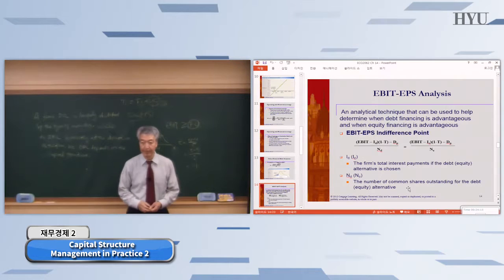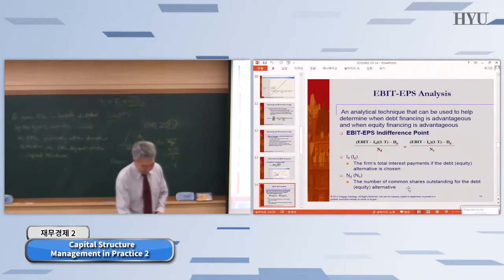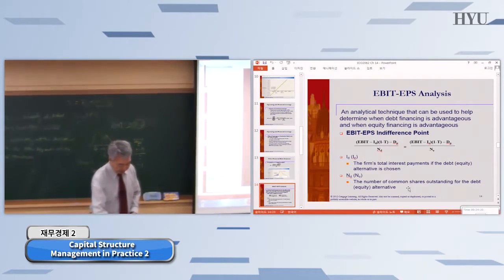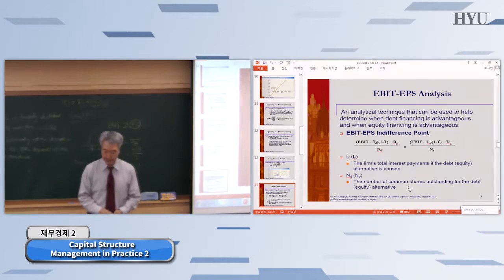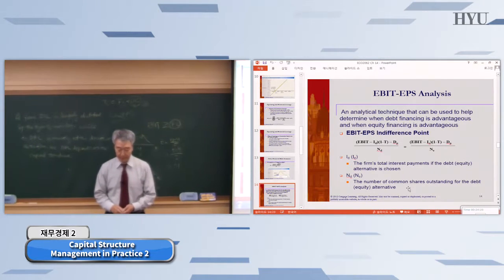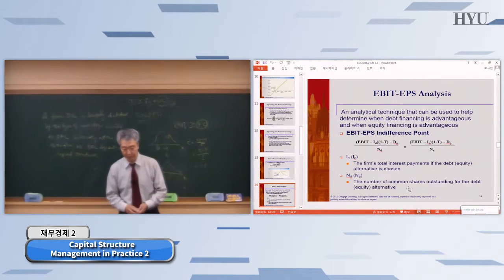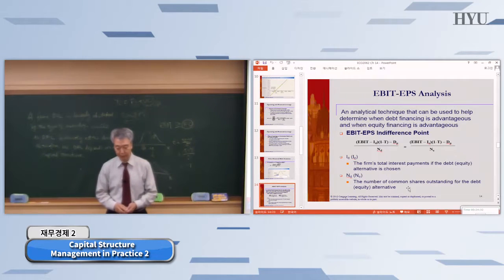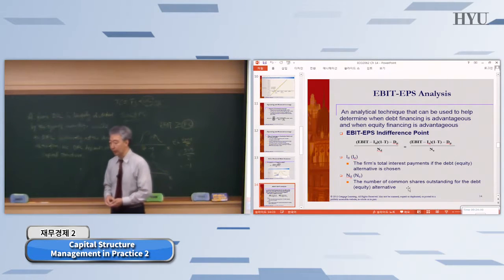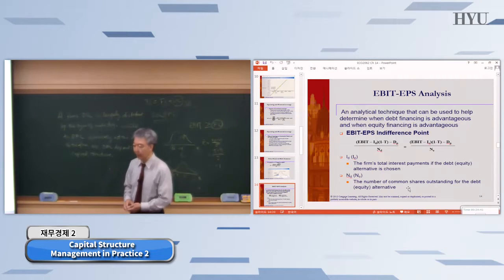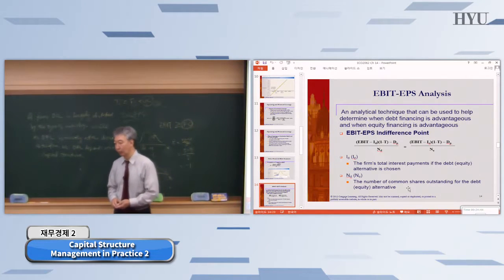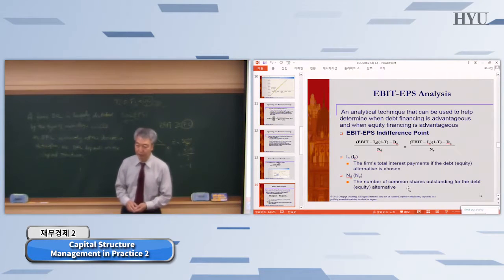All right. So EBIT-EPS analysis is an analytical technique used to help determine when debt financing is advantageous and when equity financing is advantageous. I kept mentioning that there are two ways to raise capital, either debt financing or equity financing, and depending on your situation.